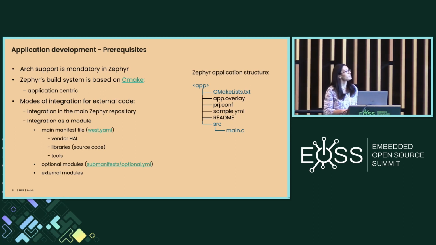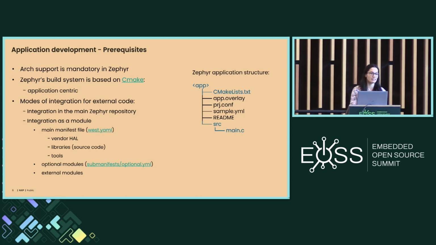On the right there, we have a structure of an application. The most important files there are the CMakeLists. That's the file that is used to combine our application with the CMake build system from Zephyr. And it's also used to tell the build system what other files are used for our application. And of course, the C code, the source code, which can be found in the src folder.